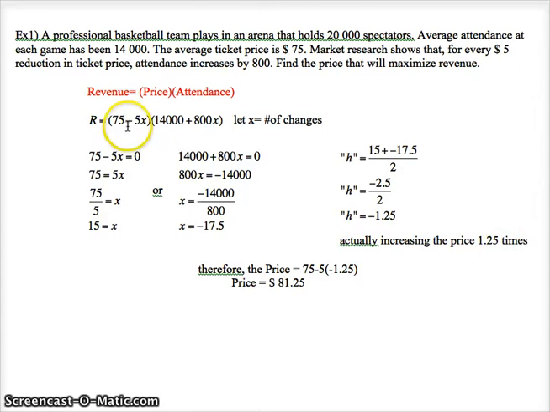So that means that we're actually increasing the price 1.25 times. We had said decreasing the price, but because it's a negative, we're going to increase the price. So what is the price that maximizes it? 75 minus 5 times negative 1.25, so $81.25 will be the price of a ticket in order to make the most money.